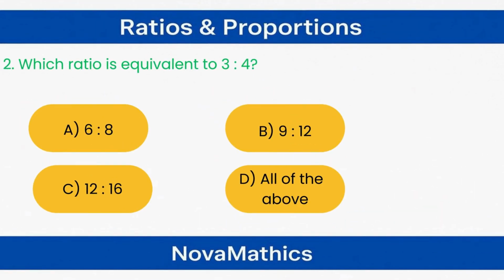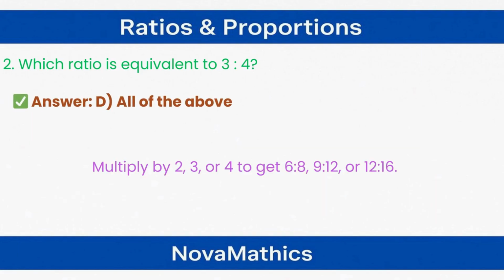2. Which ratio is equivalent to 3 to 4? Multiply by 2, 3, or 4 to get 6 to 8, 9 to 12, or 12 to 16.